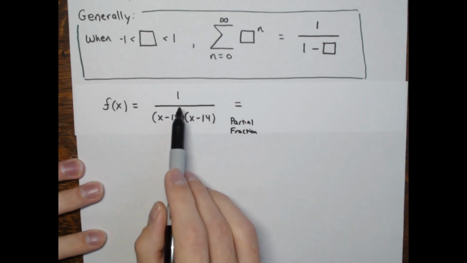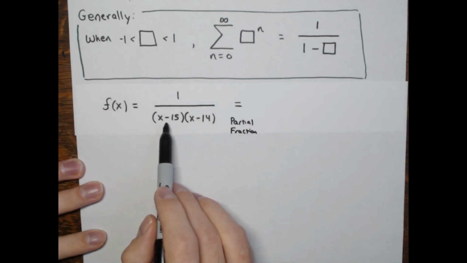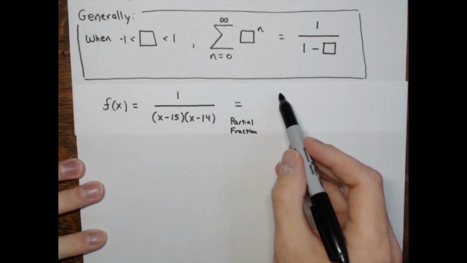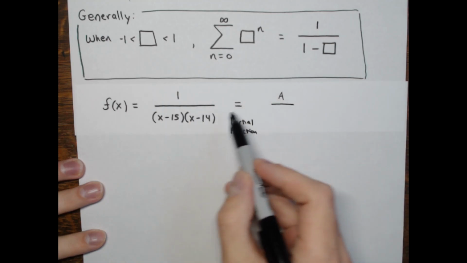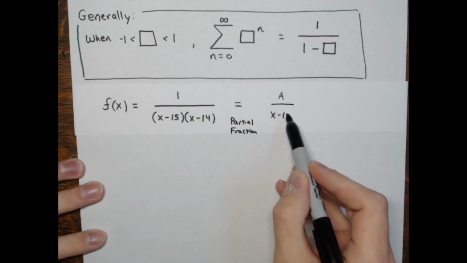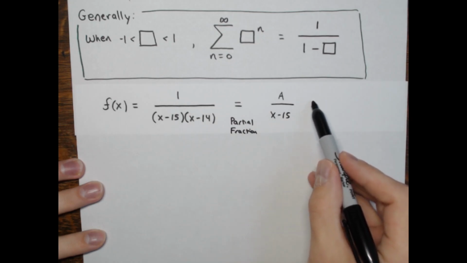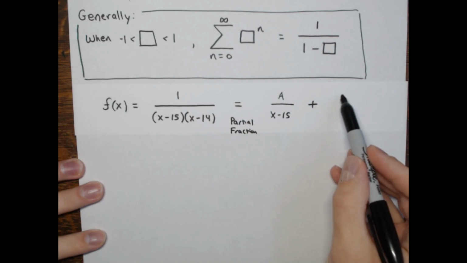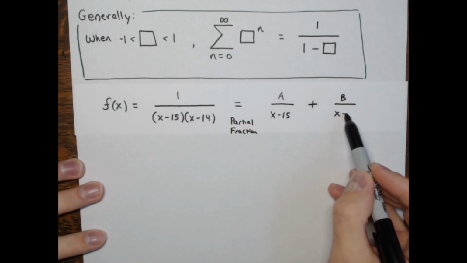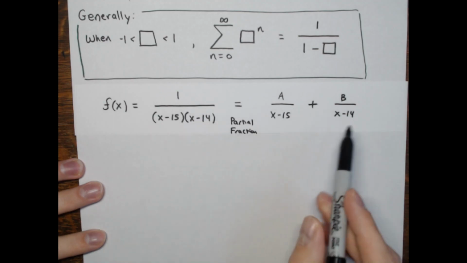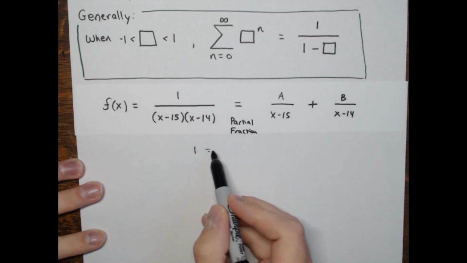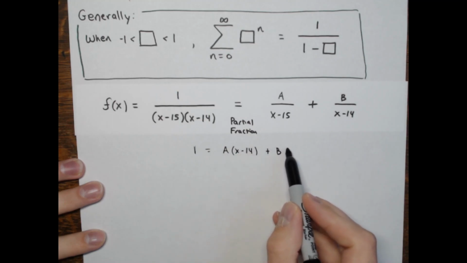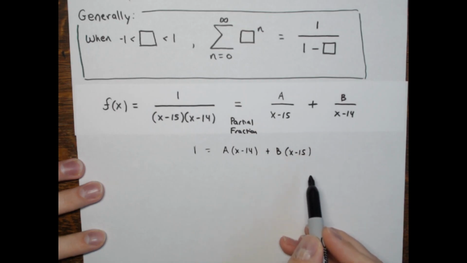So hopefully you remember how to do that. If all my factors down here are non-repeating linears, this fraction should be able to be expressed as a constant, say A, over one of these, x minus 15, plus another constant over the other factor, B over x minus 14. And if I multiply through by the denominator, we get 1 must be equal to A times (x minus 14) plus B times (x minus 15).